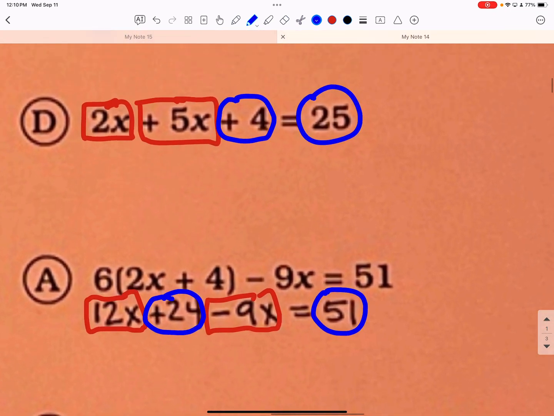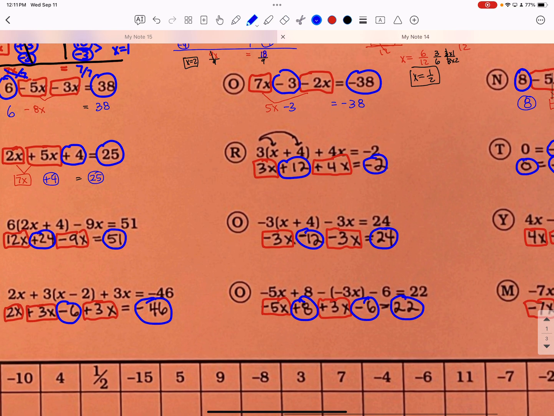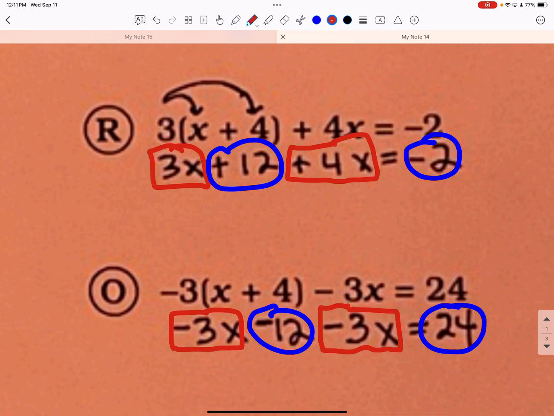Next one, let's see what we can combine. These guys should be combined. 2 and 5 is 7x's plus 4 equals 25. All right, this next one. These 3x's and 7 and 4x's combine into one pile of 7x's plus 12 equal negative 2. So we'll keep doing that one in a second.